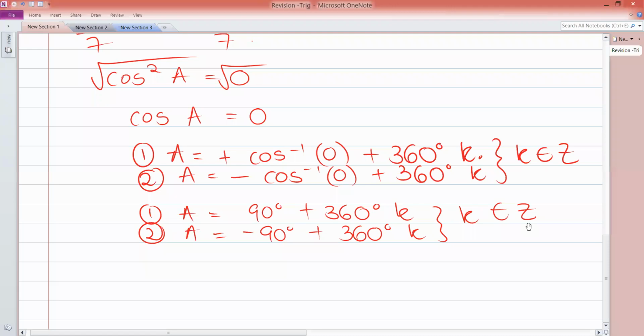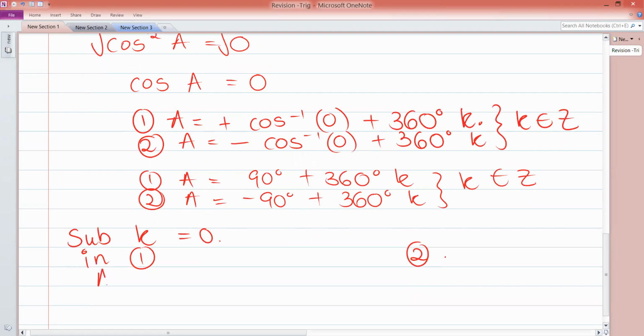Now, remember they were looking for the actual values of A. So we're not going to stop here because they were looking for the actual values of A. To find the actual values, we're now going to sub K equals 0 into both equations. So we'll sub into equation 1, then we'll sub into equation 2. So in the first one, this is 90 degrees plus 360.